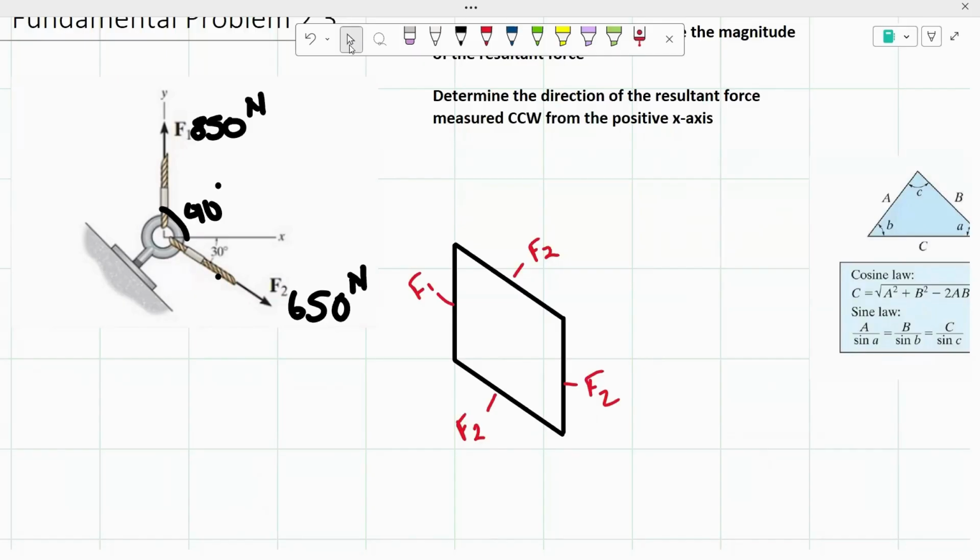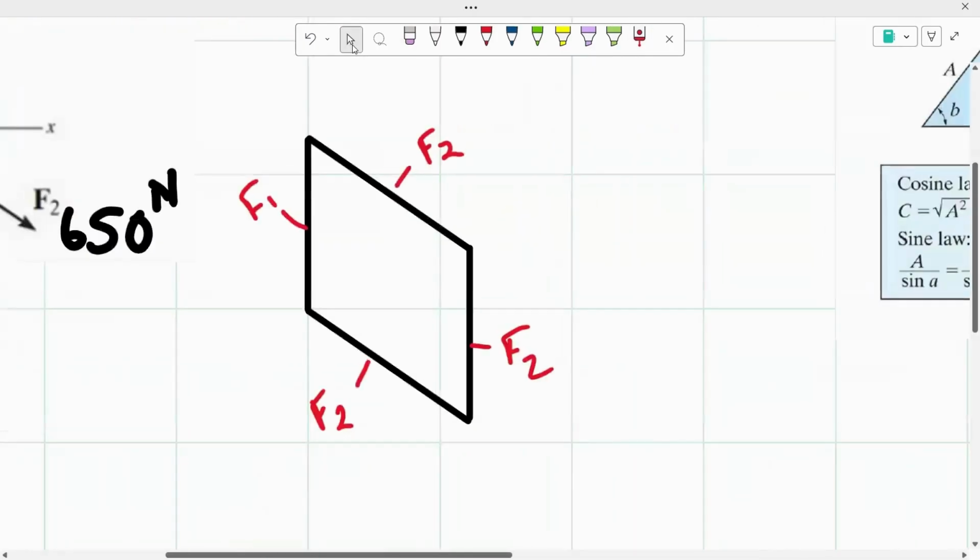Okay, so now that we have that, we know that this angle right here is these two angles summed up, which is our 90 degrees and our 30 degrees, giving us a total of 120 degrees. So these two angles are the same angles, and those are 120.